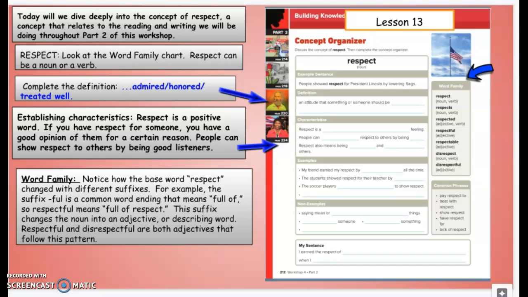Now this suffix changes the noun into an adjective, or a describing word. Now if you look at the last 2 words, we'll see a prefix, dis, that's in front of the base word respect.